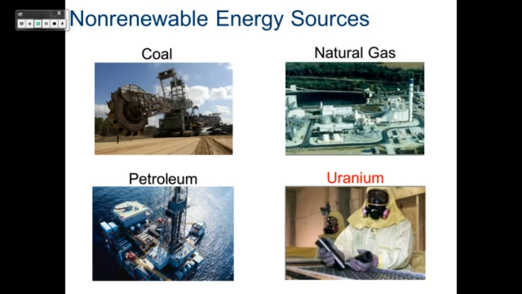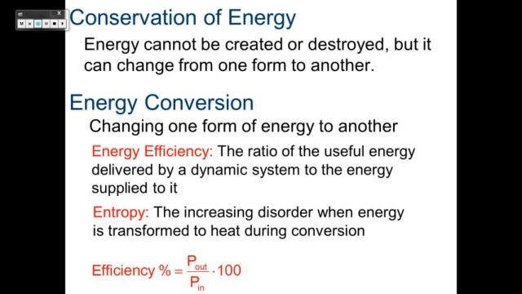Non-renewable energy sources are almost any fossil fuel, and uranium is also not renewable because it depletes itself after so much time. Uranium is nuclear fission. Conservation of energy says that energy cannot be created or destroyed, only changed from one form to another. You've heard this many times in many different classes, mainly physics, but also probably some chemistry classes.